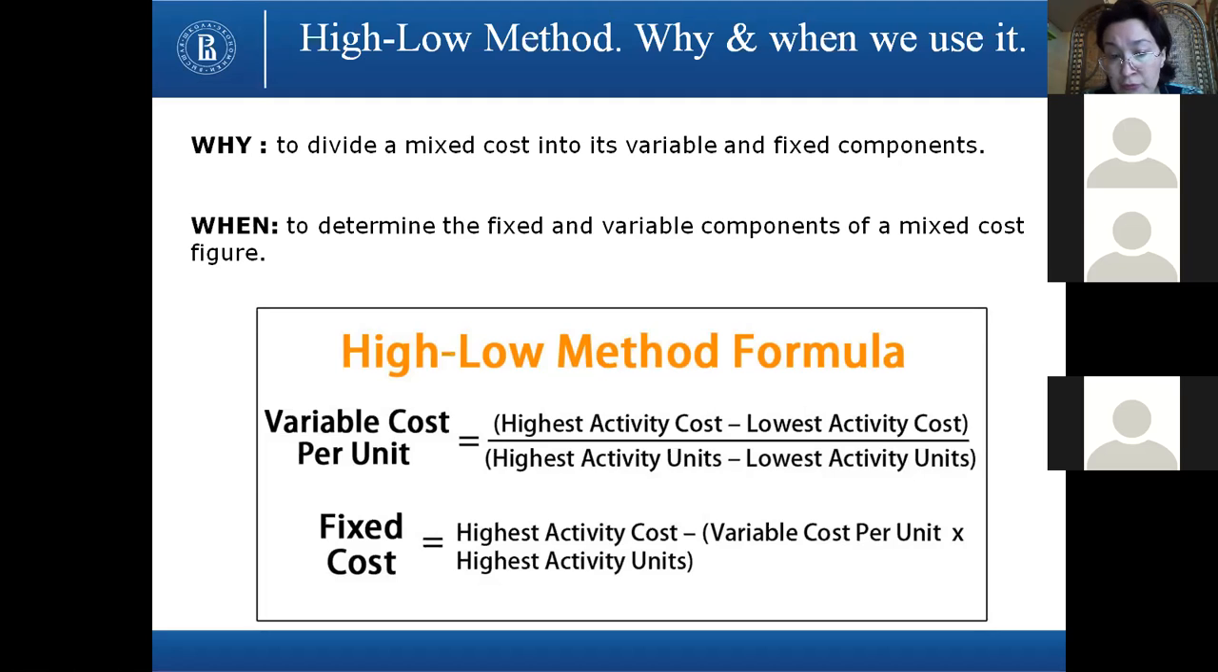And our fixed cost we can identify by two approaches. The first one you can see on my slide, and the second one implies that we use, instead of highest activity cost and highest activity units, lowest activity cost and lowest activity units. And now, looking through the example, you will understand how we could apply these methods.